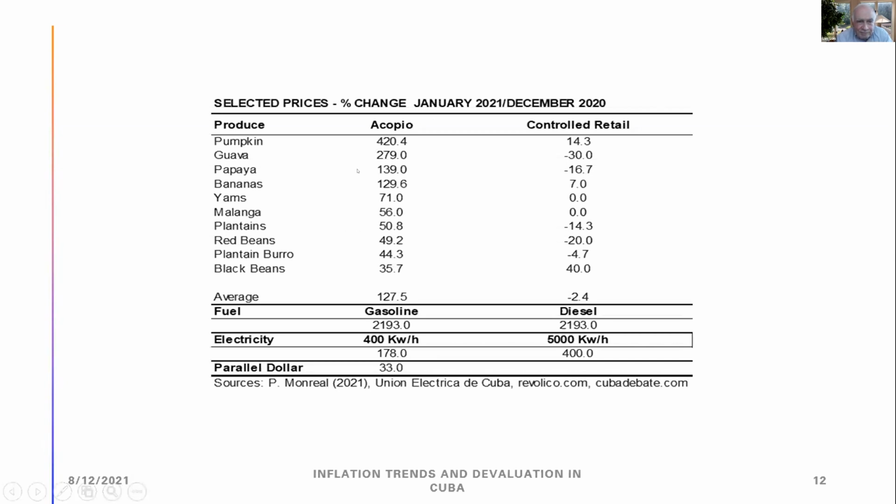So we have a whole range. Pumpkins were up 420%, guava, and so forth. The average is 125%. And the control retail price, however, actually declined a tiny bit. Now, the crazy thing, of course, is that gasoline prices, in the first month, were up 2,200%. So how do you explain a farmer buying diesel fuel or gasoline for his equipment and making some money when the Acopio prices are controlled?